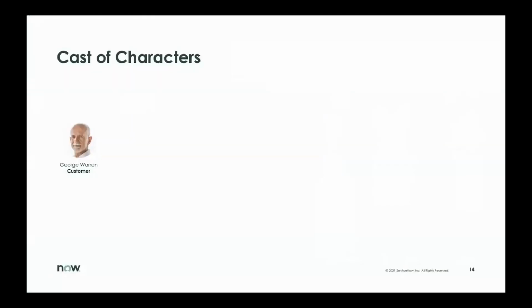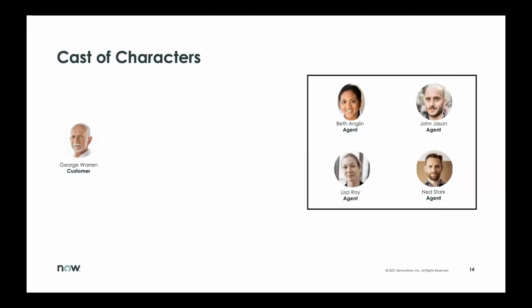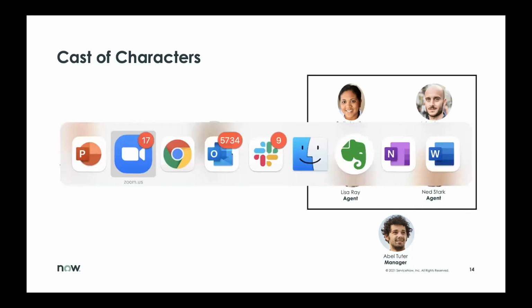The cast of characters that you'll see in the demo: it all starts with the customer. We have our customer, George. We have our contact center with 4 agents, Beth, John, Lisa, and Ned. We have our supervisor who's managing his agents and managing the shift schedule. And we have admin, Bob, who is tuning the levers, turning the screws on AWA to make the assignment decisions. So let's go to these screens now.